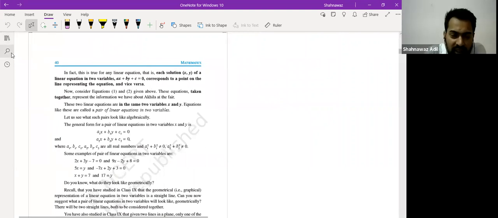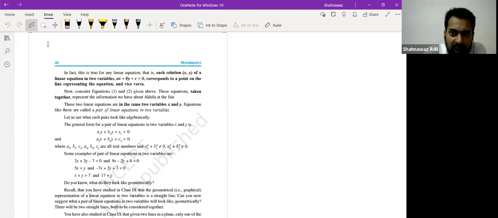So what did we learn? That there are two representations of linear equations in two variables, one graphical and the other algebraic. And there can be three scenarios of solutions of a pair of linear equations: they can be intersecting, or parallel, or coincident, right?